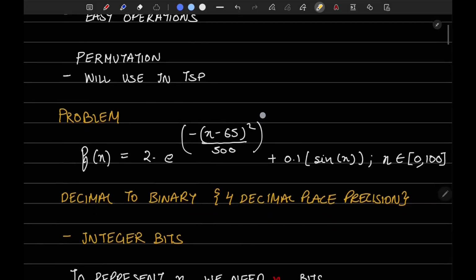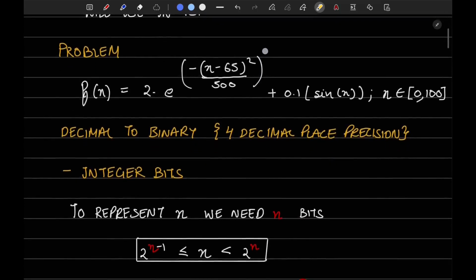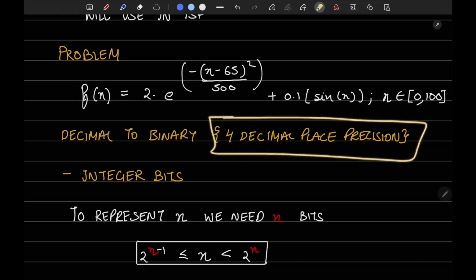Let's work through a small example to get a better understanding of these terms. We'll use a Gaussian curve with a bit of noise added to it. Our goal now is to find the value of x such that this function is maximized within the range, say 0 to 100. Now x has to be accurate to 4 decimal places.